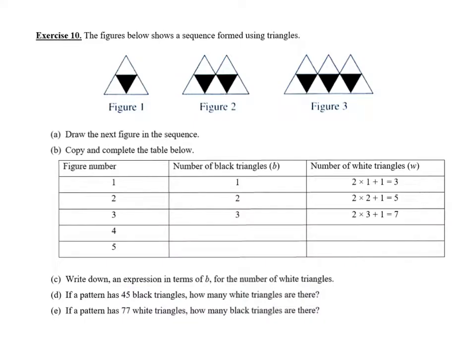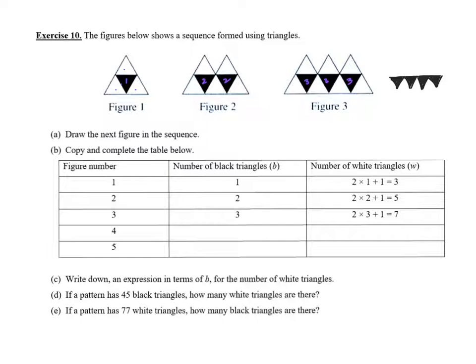Exercise 10. The figure below shows a sequence formed using triangles. Now you notice there are black and white triangles. So we have a black triangle in the middle, and then it's surrounded by white triangles at the sides. So they asked me to draw the next figure. Originally I have one black triangle, now got two. Pattern number 3 have 3 black triangles. So pattern 4 will have 4 black triangles. Okay, so you have something like that.